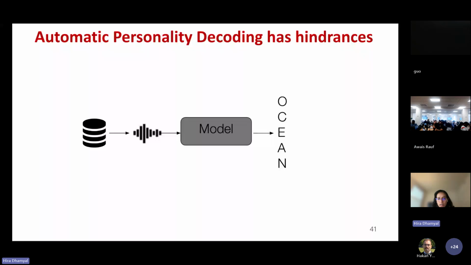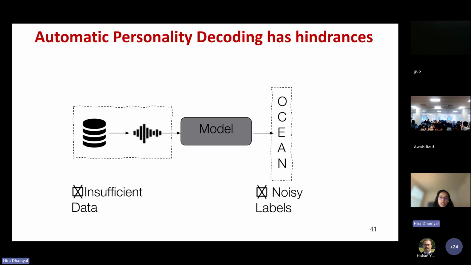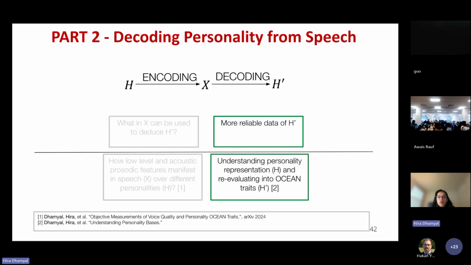There is insufficient data. There are very few datasets in this domain, and the labels are extremely noisy, which are pretty big problems if you want to work with neural models, which are very data intensive tools. So what we do is we look at the problem and try to approach it in innovative ways. We say, okay, we have these OCEAN traits, but what really are OCEAN traits? We have some datasets where the OCEAN traits have been labeled, but how meaningful are these labels? They're very noisy. But in this world of neural networks, can we come up with better representations of personality?